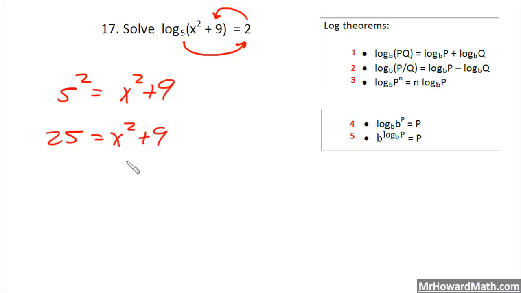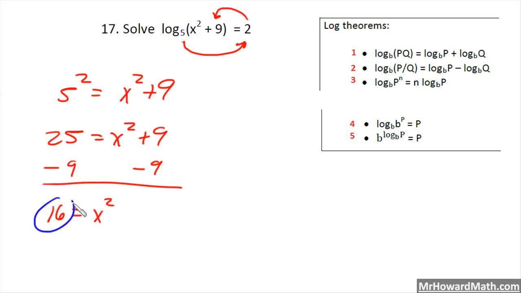And we can either work through it and solve it by factoring or through the quadratic formula, or we can use square roots, and this is going to be the case here. So 25 minus 9 is 16 equals x squared. So you can see here that we have a number 16 that has a perfect square root, so we can just take the square root of both sides.